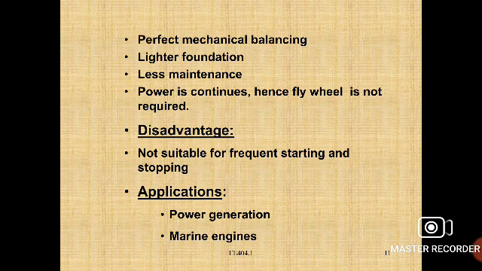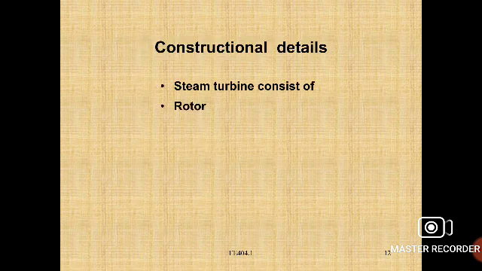Then next one, applications. Steam turbine is used in stationary power plants and ship propulsion. It is also used for driving high speed machines such as centrifugal pumps, centrifugal blowers, centrifugal compressors, etc. So these are the main applications of steam turbines.